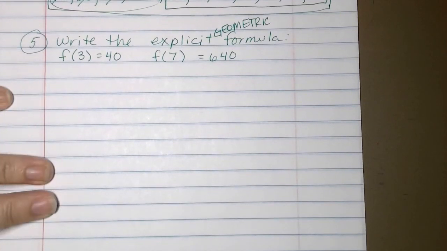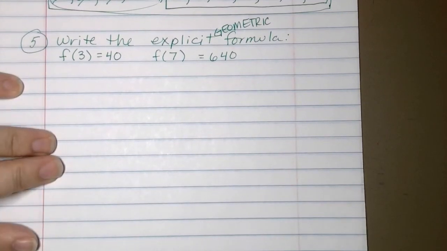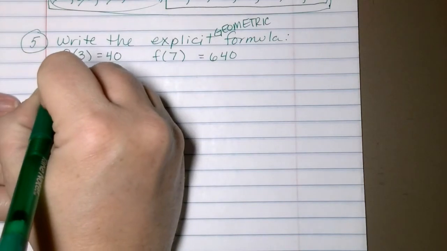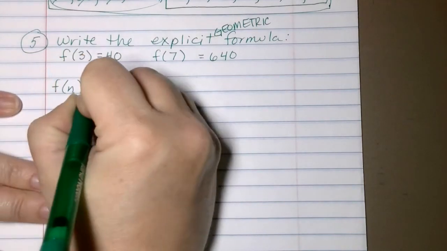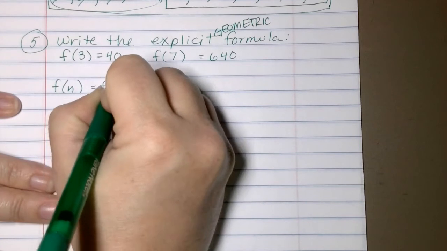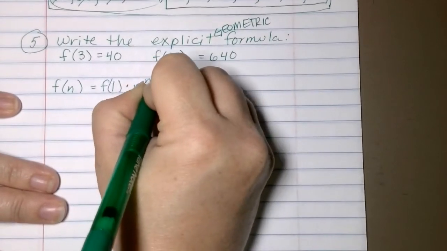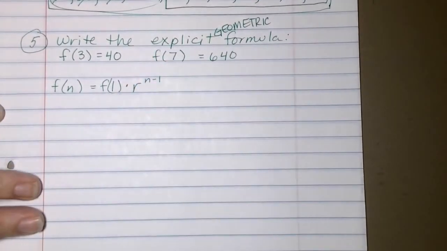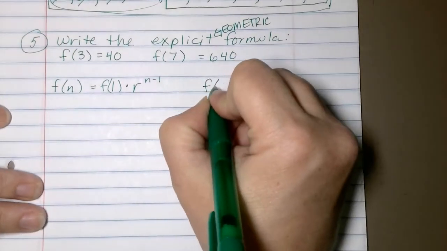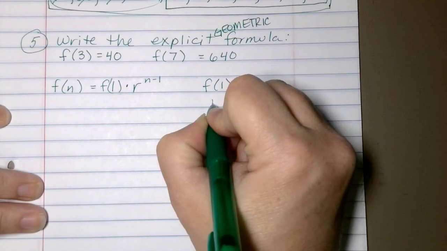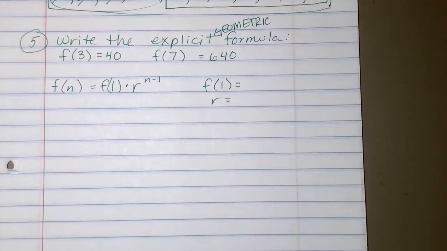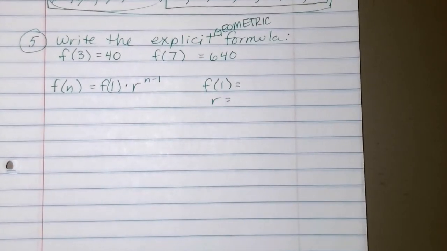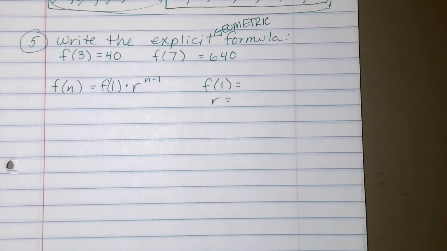Okay? Now, do you remember from yesterday, if this is my explicit formula, f of n is equal to f of 1 times r to the n minus 1. What are the two pieces of information I need in order to write the rule? I need f of 1 and I need r. Once I have those, my equation is very easy to write. Do they give me either of those? No. Dang it. That makes my life more difficult.